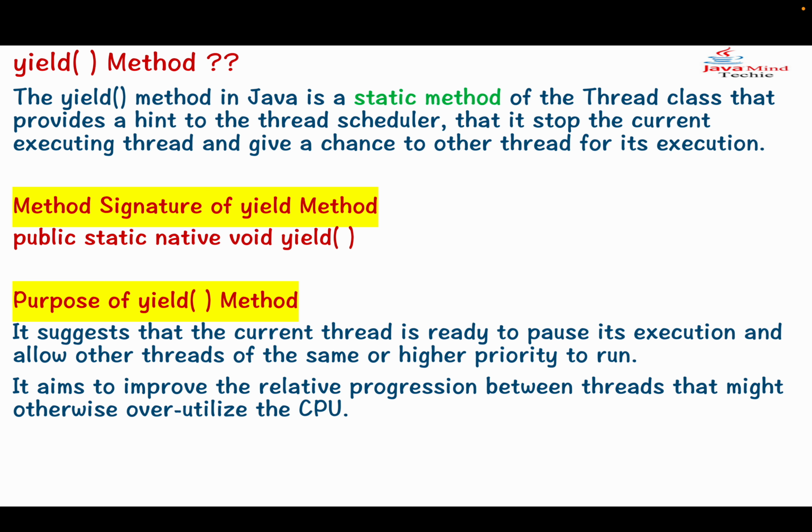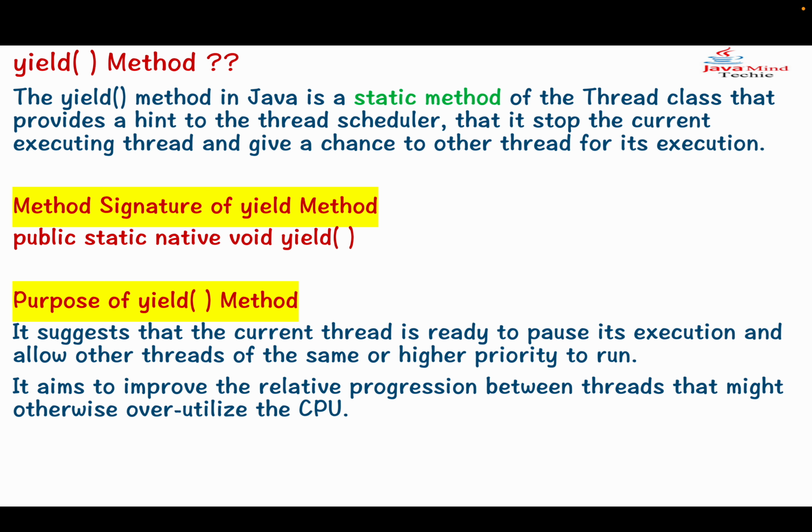Correct guys? Yes. Then guys, second point, what is the method signature of the yield method? So guys, see, public static native void yield. Native means the implementation is available in another language, correct? And guys, I have already told you, this is a static method, right? Yes. Then guys, what is the purpose of the yield method? Why are we going to use the yield method in our multi-threading? That is a simple thing. It stops the current executing thread and gives a chance to other threads for their execution.